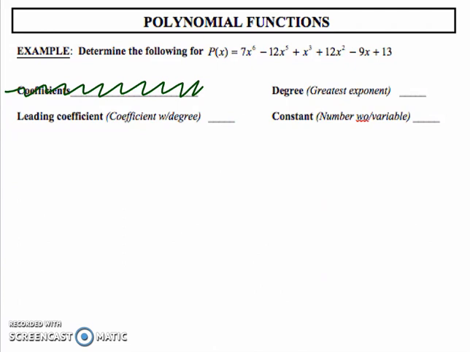Today we're going to be talking about polynomial functions. First, a little bit of vocabulary about polynomials. We have an example here of polynomial p of x.